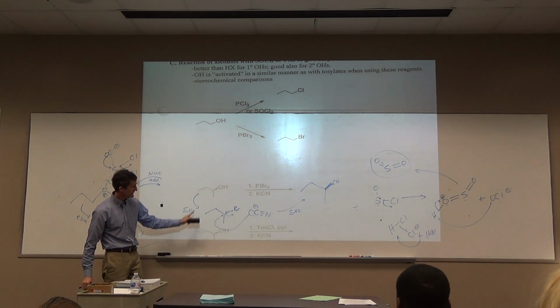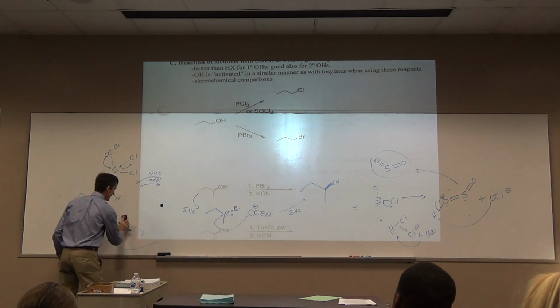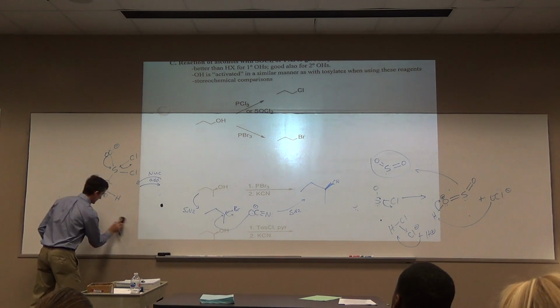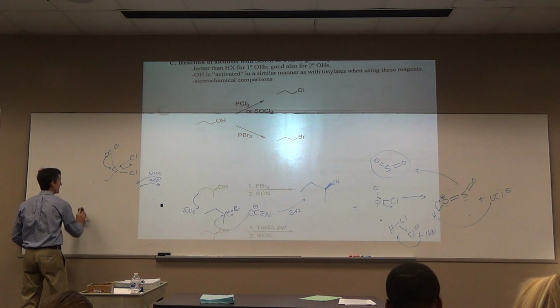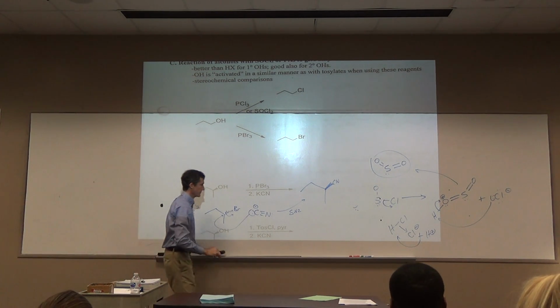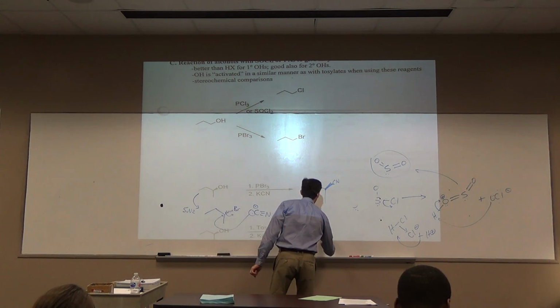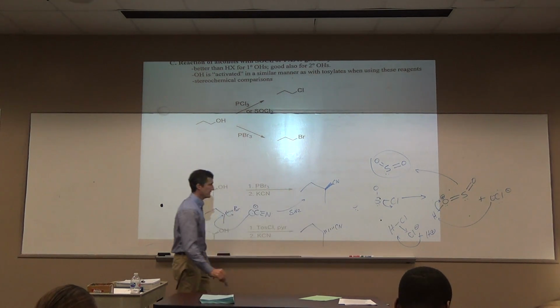Now what's the difference? If we did this below, but instead first reacted with tosyl chloride, what would be the product? Do you end up with a racemic product? No, it wouldn't be racemic. It would be that.